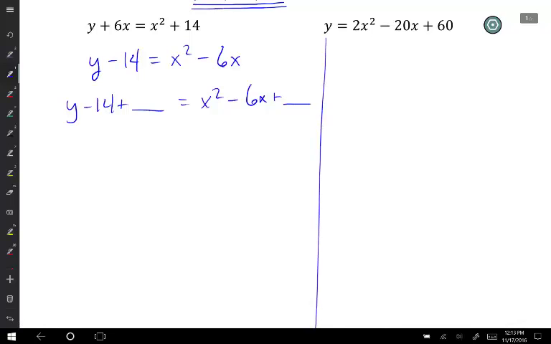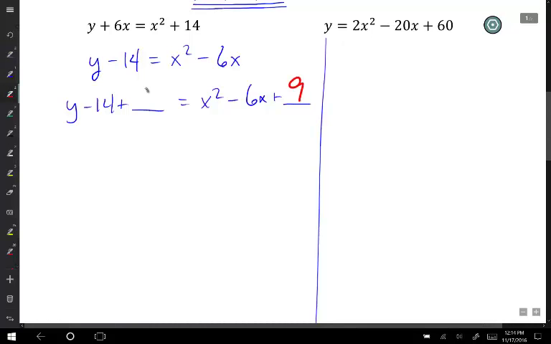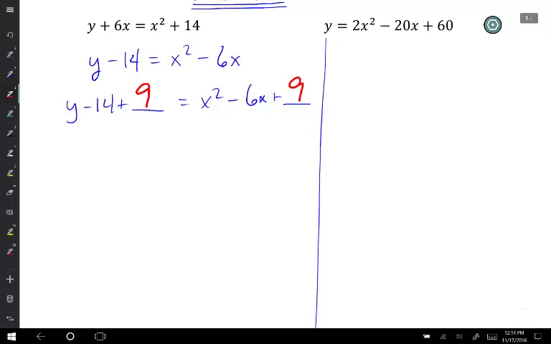Raise your hand if you know what the blanks are. Curious how many of us know them. About 2/3 of us. Morgan, go ahead. +9. I completely agree it's +9. Can you explain why? Half of 6 is 3, 3 squared is 9. All right, half of 6 is 3, 3 squared is 9. And Carson, this is that section that we missed, we're still going to catch up on.